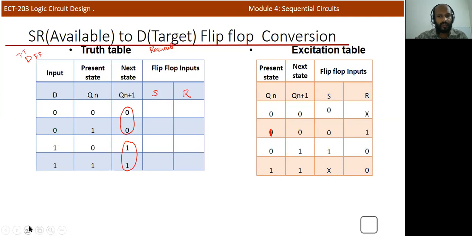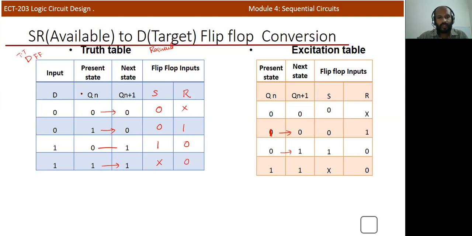So now we need to identify what SR inputs should be given to the flip-flop to get a 0 to 0 transition. In order to get a 0 to 0 transition from the SR flip-flop, it is 0x. And in order to get a transition from 1 to 0, the SR input should be 0, 1. In order to get a transition from 0 to 1, your SR input should be 1, 0. And for 1 to 1, you need X, 0.